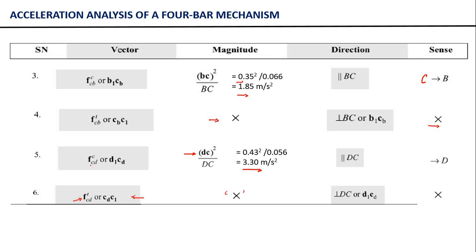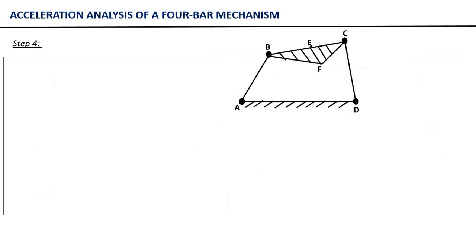Now after keeping all these vectors in the table and quickly running the magnitude and direction analysis, next we are simply going to draw the acceleration vector diagram, keeping in mind that we will start with the first vector in the table, then we will go to the next vector and so on. So let us start with this.